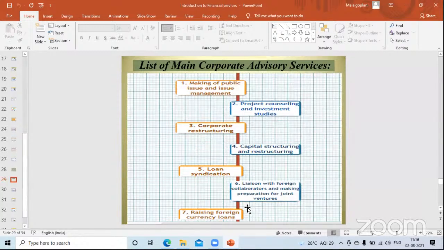Meaning if you want to do some project with some foreign companies, for that you need a license, for that you need a permission, and for that you need approval of the governments of different countries, right? Therefore, for that also corporate advisory services are available. I mean, financial intermediaries also give such type of services in corporate advisory services. And raising foreign currency loans. Suppose if you want a loan in the form of foreign currency, that also can be done with the help of corporate advisory services. So basically, it is only for corporate companies, not for individuals.